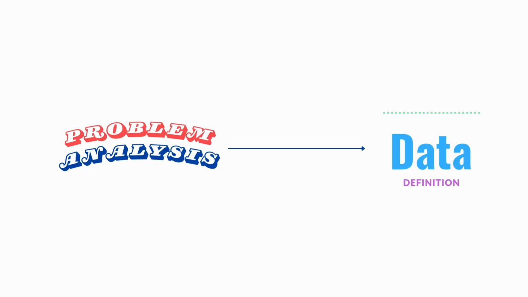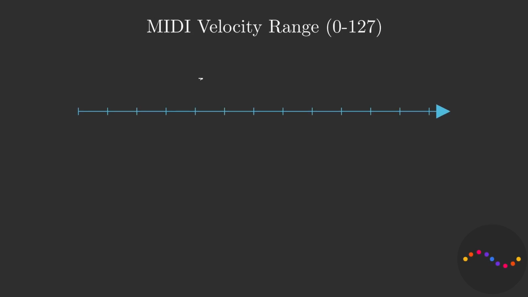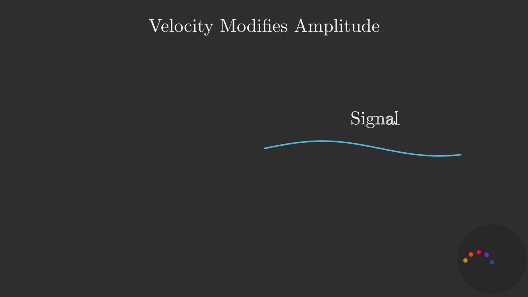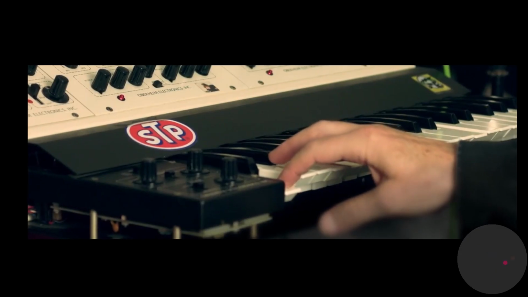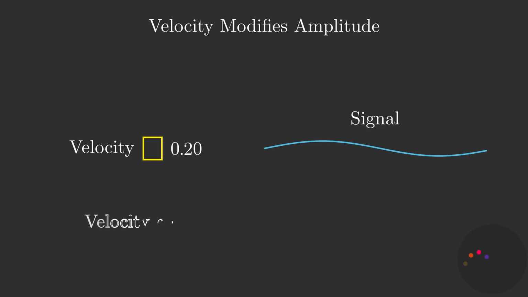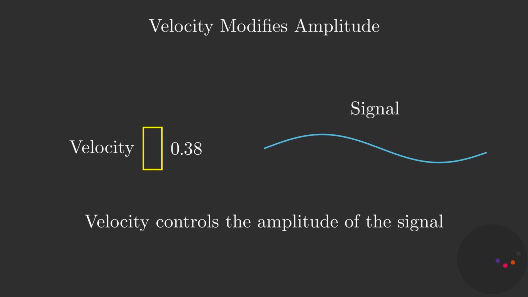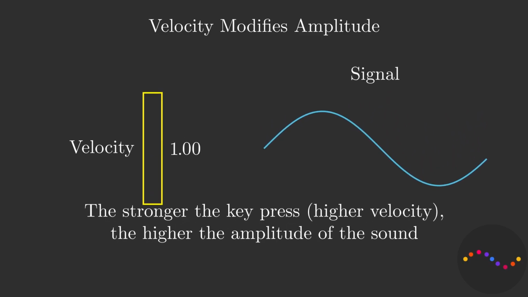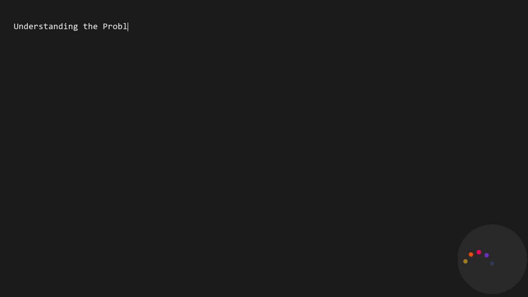Problem analysis. Velocity values range from 0 to 127. We can normalize these values by dividing them by 127. But first, we need a way to retrieve these values. Velocity is a value that modifies the amplitude of a sound signal based on how hard a key is pressed on a MIDI controller, for example. In this case, the velocity will be multiplied with the signal generated by the oscillator, allowing us to control the volume dynamically.